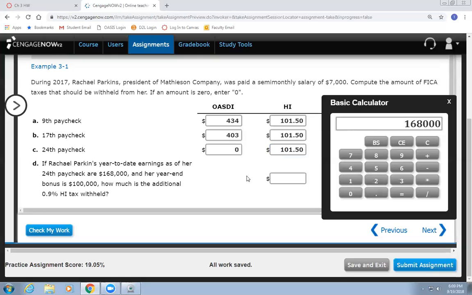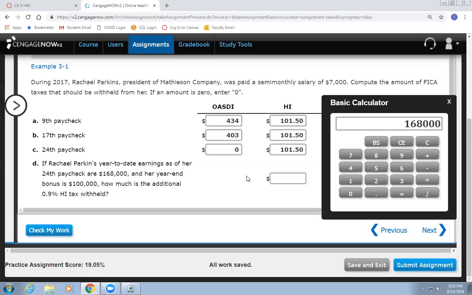Okay. And then Part D just says her year-to-date earnings as of her 24th paycheck, which we just calculated, is $168,000. She gets a year-end bonus of $100,000. Well, when you read through the chapter, a bonus is taxable income. So if we get a bonus, it is considered taxable income. If you've ever gotten any type of bonus, you know they take about 40% of it.